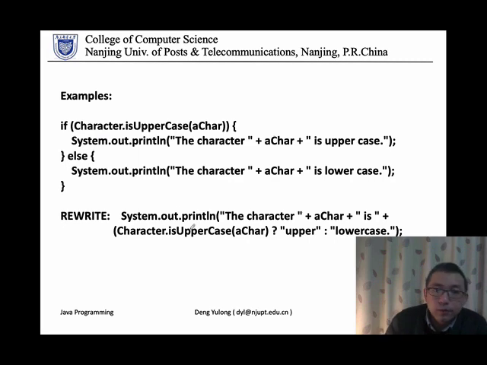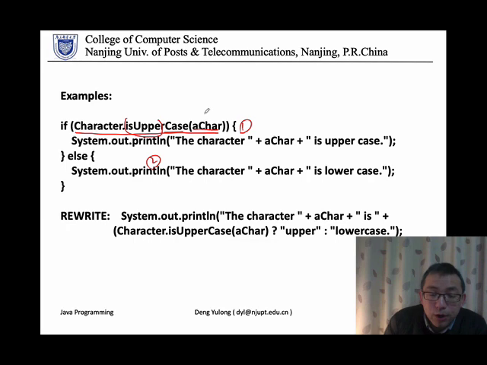And then our example here. Now we have an expression here and two blocks. If it's true, we execute the first block; if it's false, the second block. This expression is a method invocation. We use the Character class method. The method name is isUpperCase, and inside the parentheses the parameter is a character.